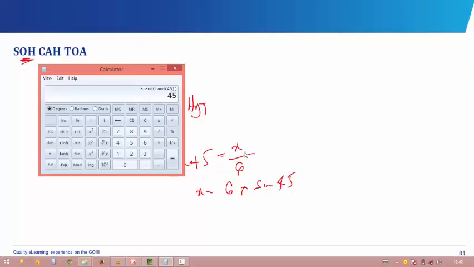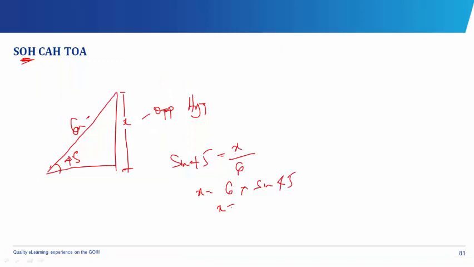So I'll type 45 sine, and that gives me 0.707. Then I'll multiply it by 6, and our final answer is 4.24. So x equals 4.24 meters, and this is our final answer.